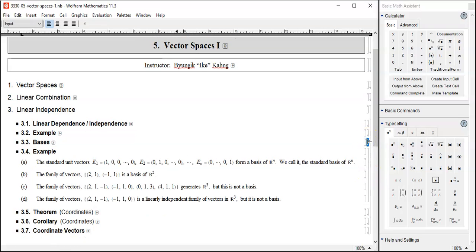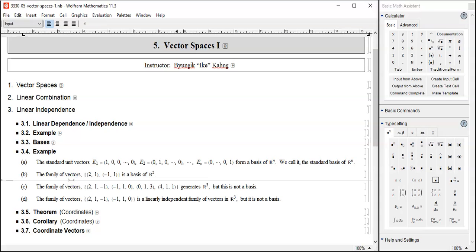Okay, let's look at an example. The standard unit vectors e1, e2, e3 all the way to en form a basis. We call it the standard basis. They generate, we saw, and they are linearly independent, we saw that too. So we have a basis. Okay, how about the next example? The family of vectors (2, 1) and (-1, 1) is a basis of R2.